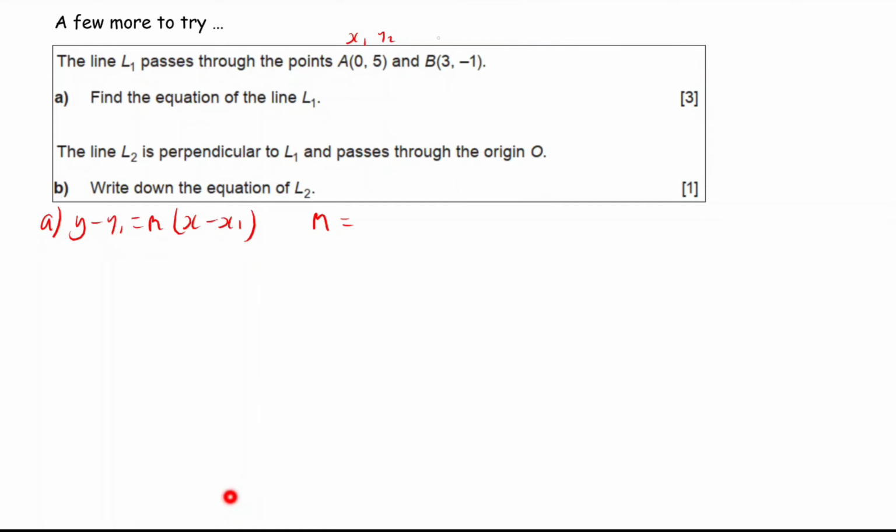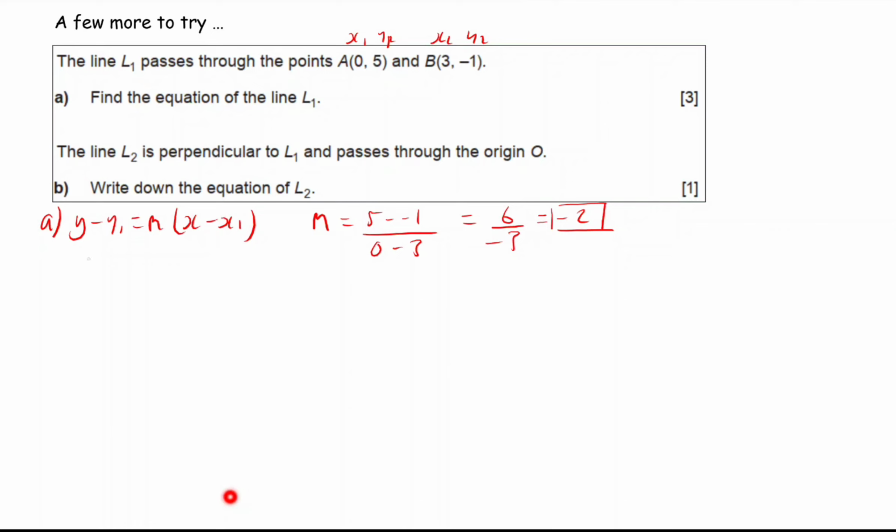So let's label x1, y1 and x2, y2. So y1 minus y2 over x1 minus x2 is going to be 5 minus 1 over 0 minus 3. So that becomes 6 over minus 3, which is equal to minus 2.